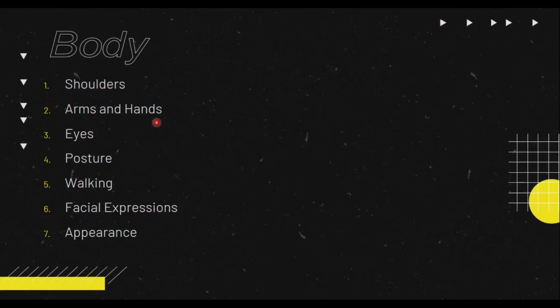Okay, next, second, arms and hands. So what you should do on your arms and hands, the movement of the hands and arms signals purpose and grace. If not used to express something, let them rest at the side. Be careful with gestures. Too big gestures may look too theatrical, and no hand or arm movements tend to make you look stiff and awkward.